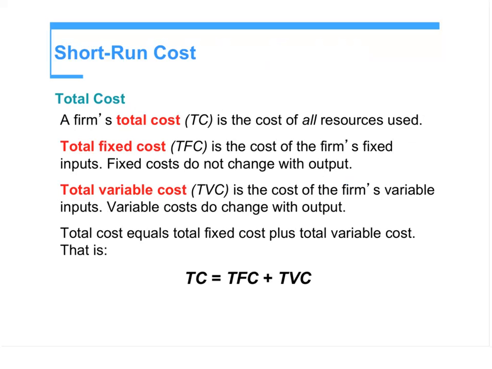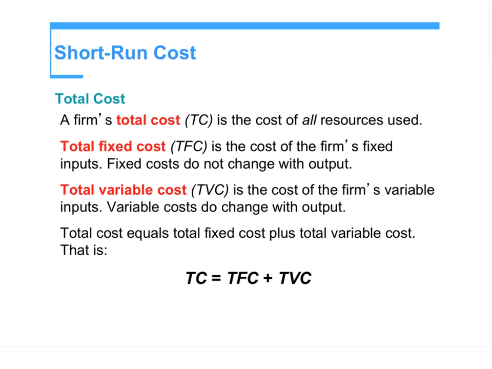So a firm's total cost, we call TC, is the cost of all resources used. This is your total overall cost. All of those resources used is called total cost. And total fixed cost, we call TFC, is the cost of the firm's fixed inputs. Fixed costs do not change with output. So there's no relationship between your output and your fixed costs. Your fixed costs are going to stay the same.